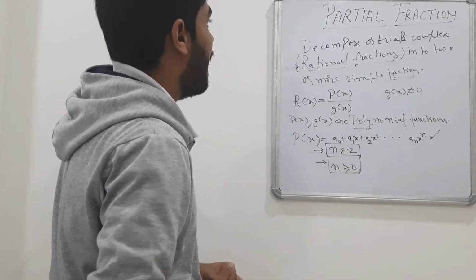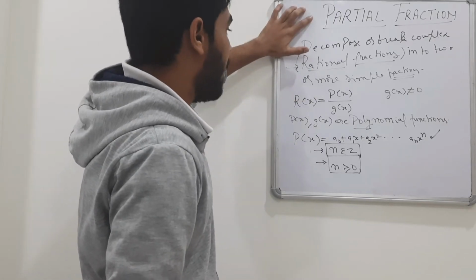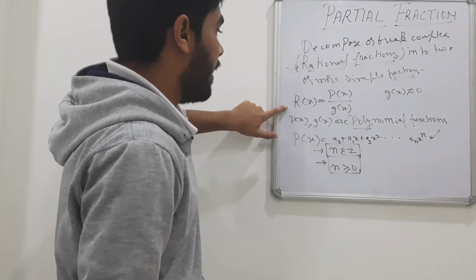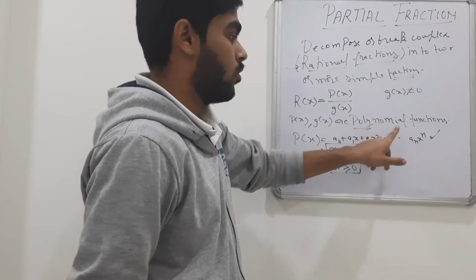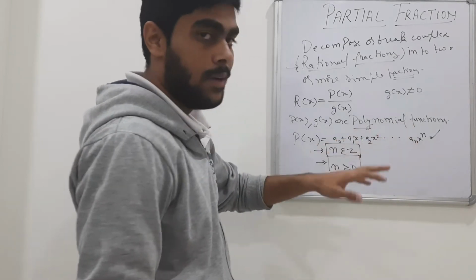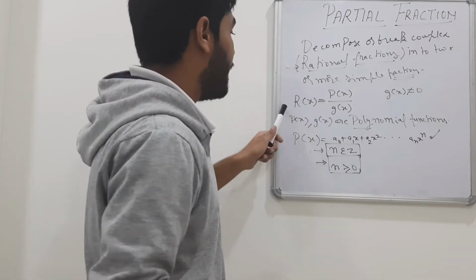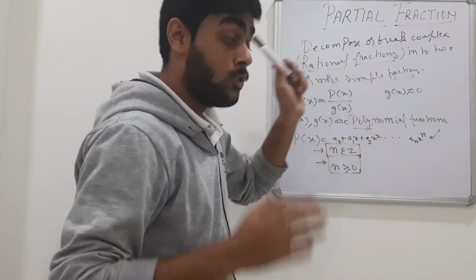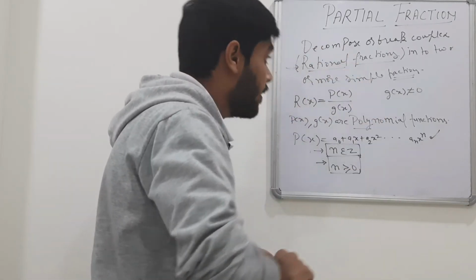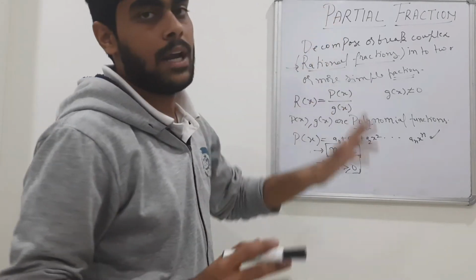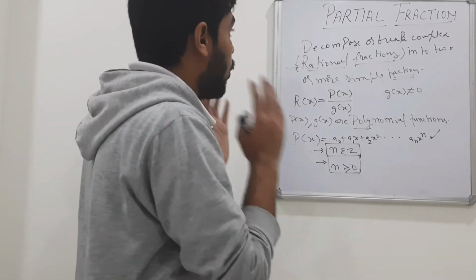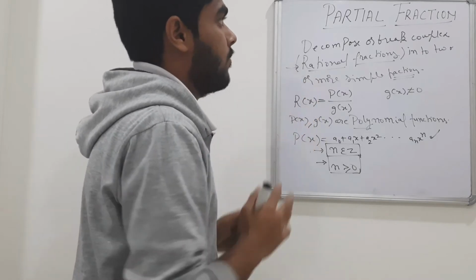So I have told you about the partial fractions, I have told you about the rational fractions, and I have told you about the polynomial functions. So the ratio of polynomial functions is nothing but rational fractions, and this is a complex fraction, and we have to break it down into simpler fractions. And to break down into simpler fractions, we use partial fractions. So this is total about what is partial fraction.